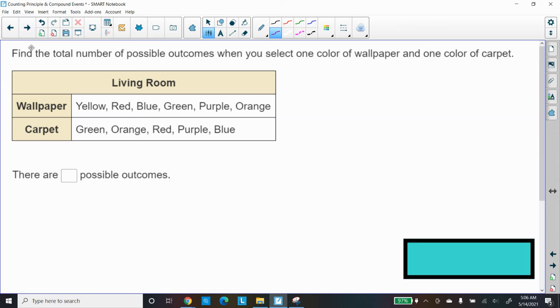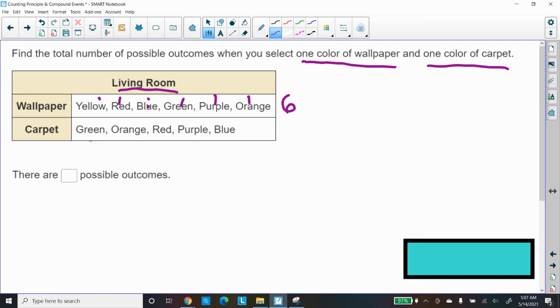So now we have: find the total number of possible outcomes when you select one color of wallpaper and one color of carpet. So you're getting wallpaper and carpet for your living room. Well, how many different color wallpapers are there? I should count that up. 1, 2, 3, 4, 5, 6 different wallpapers. I need to know that.